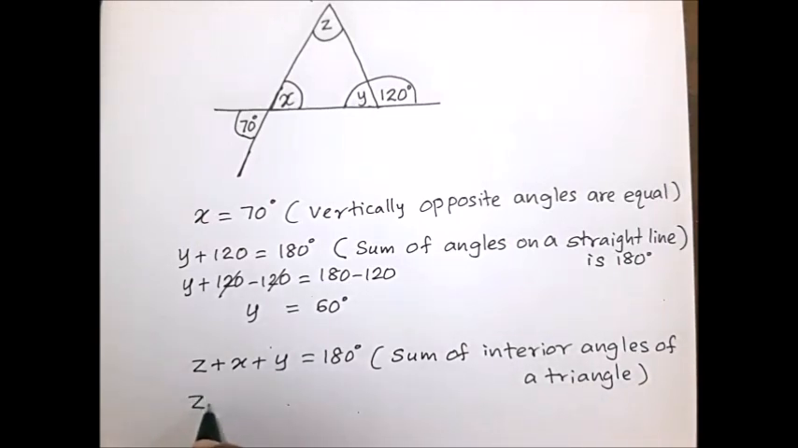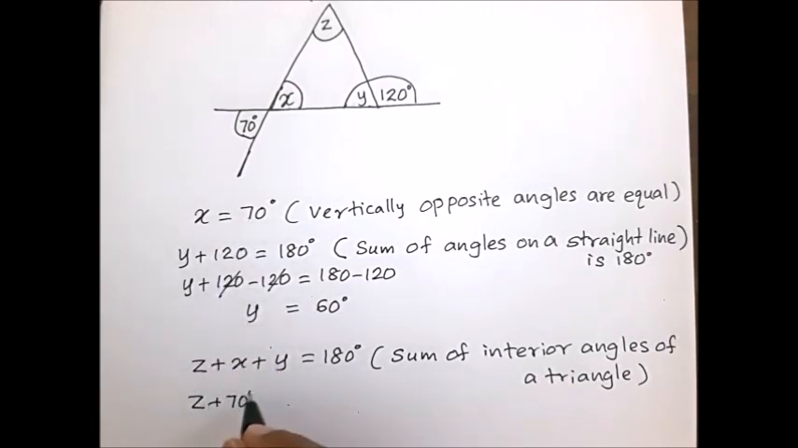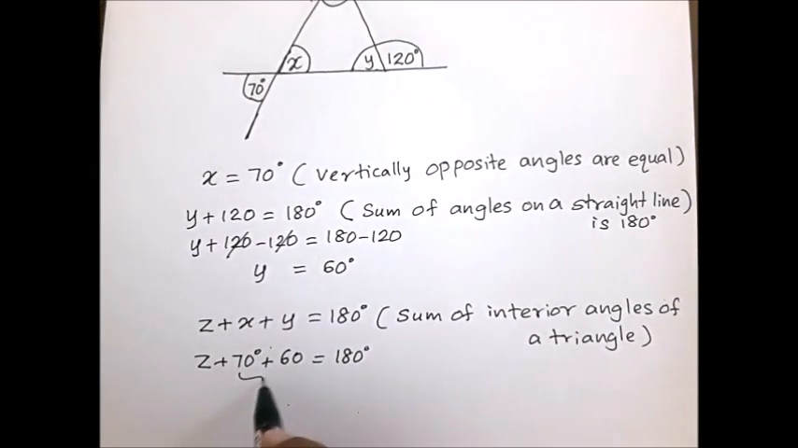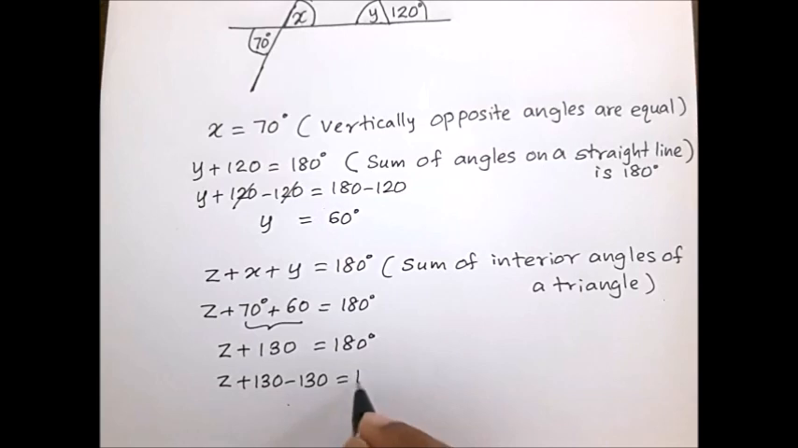Now you can substitute values. The value of x is 70 degrees. The value of y is 60 degrees. It is equal to 180. Then 70 plus 60 is 130, equal to 180 degrees. Now you can subtract 130 from both sides. 180 minus 130. Here plus 130 minus 130 cancel. z is equal to 50 degrees.